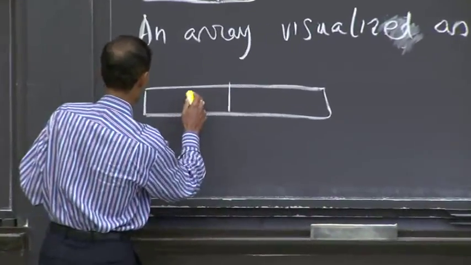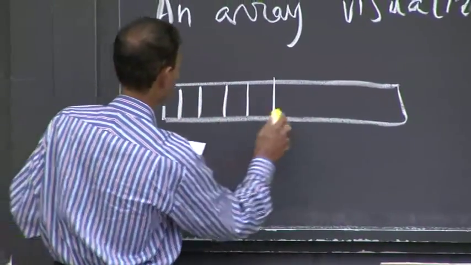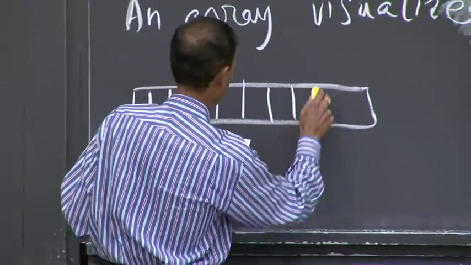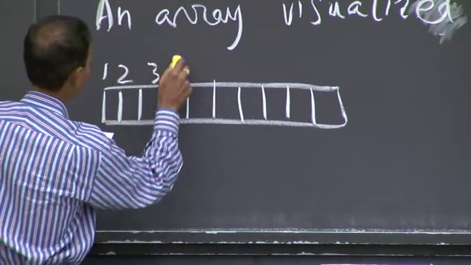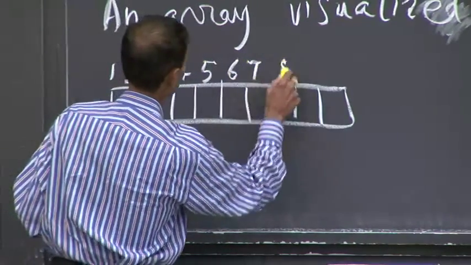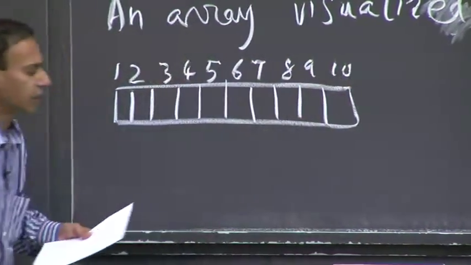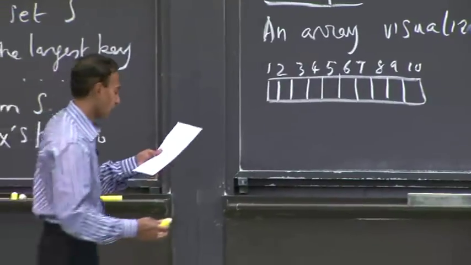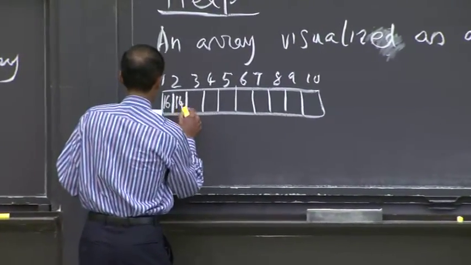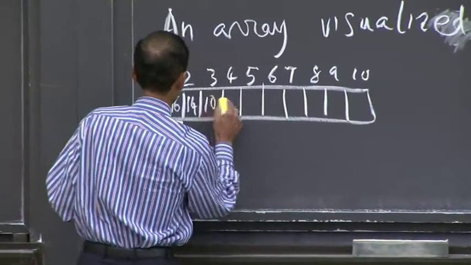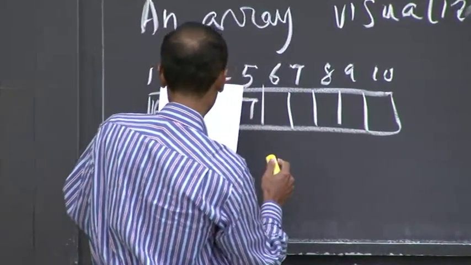We've got 10 here, so 1, 2, 3, 4, 5, 6, 7, 8, 9, 10. So here's my array of 10 elements, and the elements are 16, 14, 10, 8, 7.